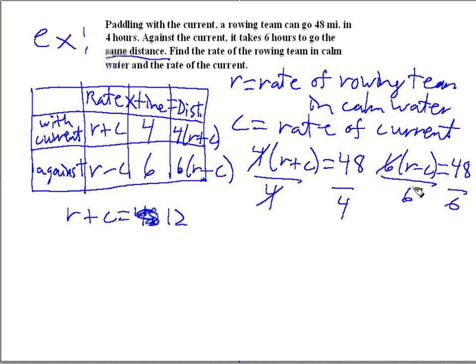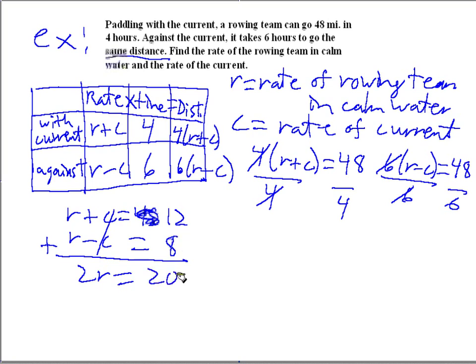Here, divide by 6. The 6's drop off, so I get R minus C left over. R minus C is equal to 48 divided by 6, which is 8. Again, I can solve this linear system by the addition method, by adding them. The C's drop off. R plus R is 2R equal to 20. So therefore, R is equal to 10 miles per hour, dividing both sides by 2.